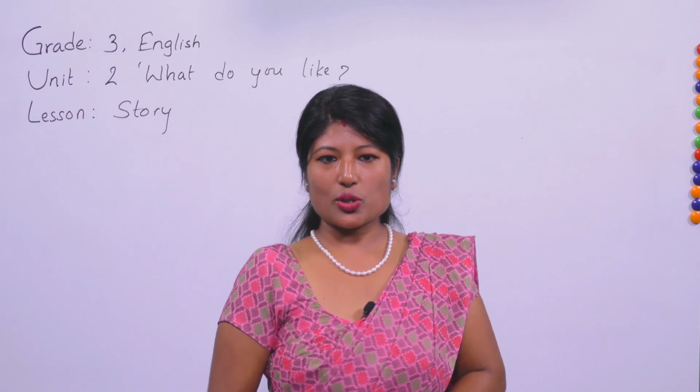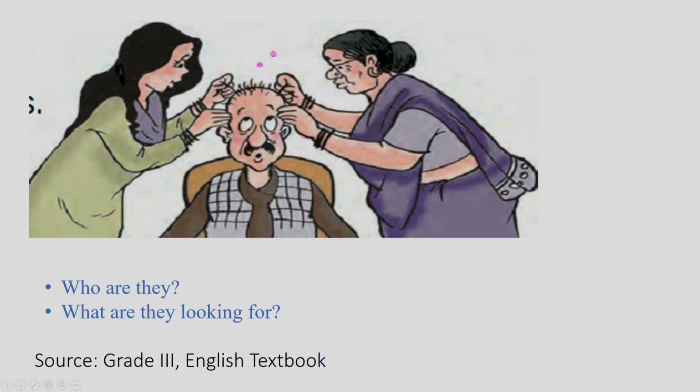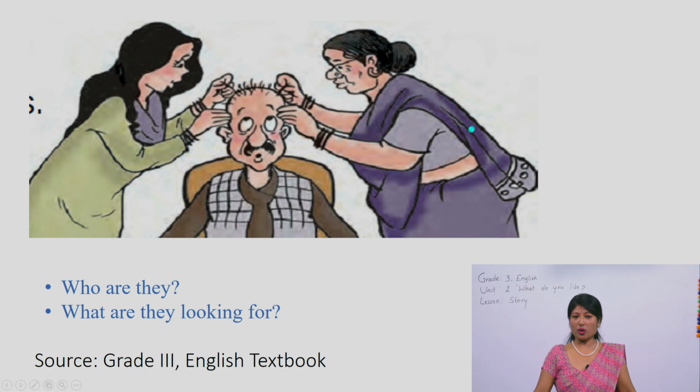First of all, let me show you this picture. Any guess who are they? Do you have any guess who they are? This picture is in the textbook. So there are three people. Who are they? We don't know right now, but we will come to know after reading the story. Let's find it out. Who are they? What are they looking for? They are looking for something in this man's head. Let's see what they are looking for.